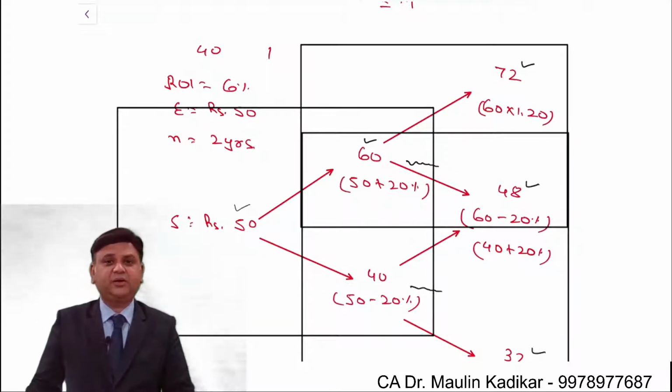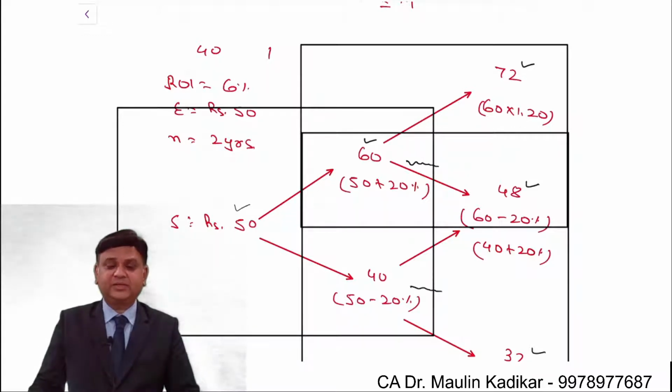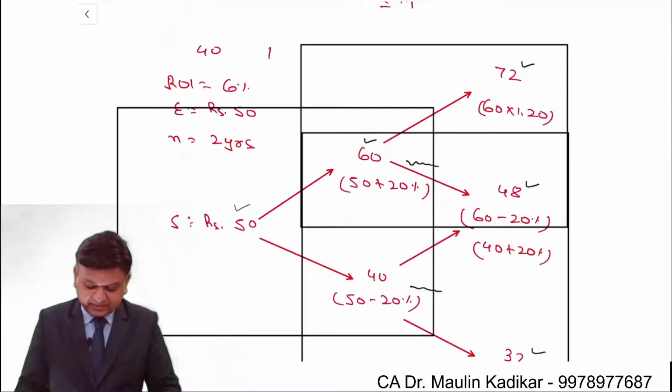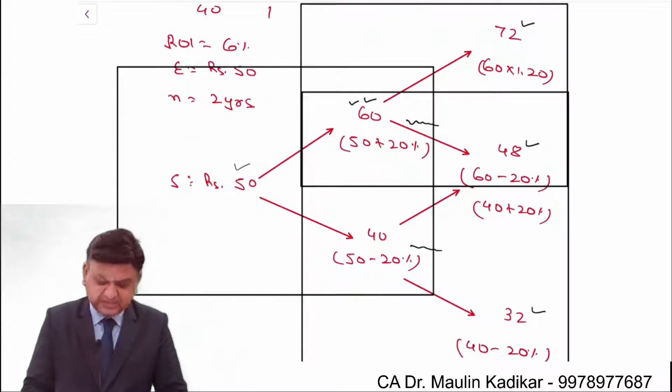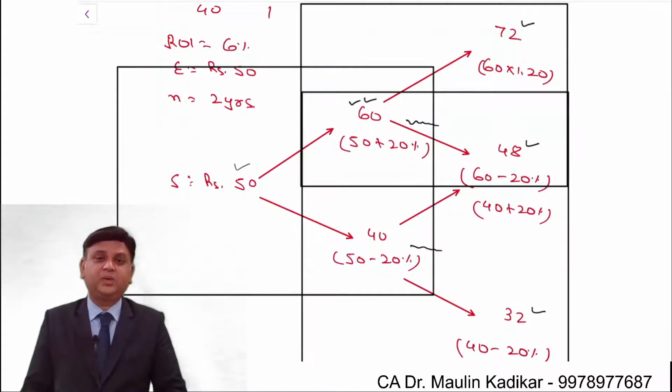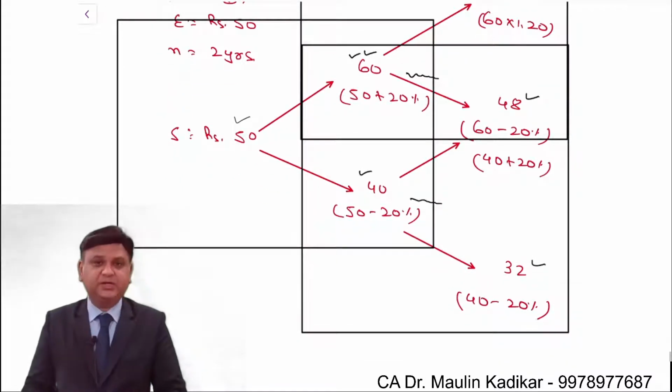This is the way we are required to divide the answer into 3 parts. Listen all of you carefully. Over here, we are required to compute the value of the option at the end of the first year when the spot price is 60, and the value of the option at the end of the first year when the spot price is 40.